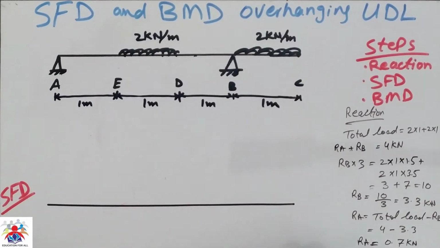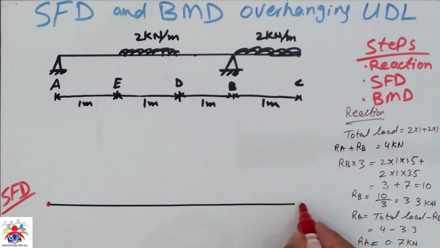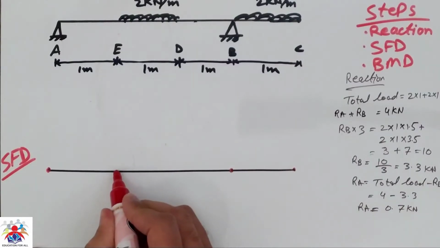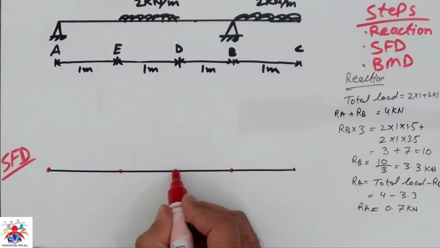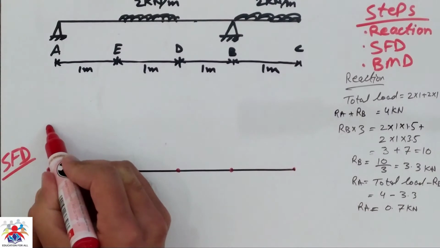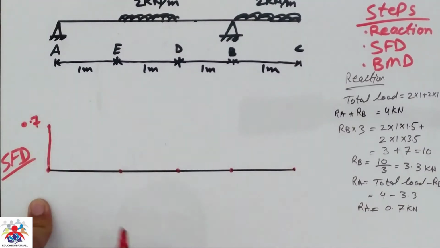Now based on these numbers we can draw our shear force diagram. So we have one point here, this is point C, this is point B, but we also have 2 points in the middle as well. You can give them any name, E and D. Now at point A, we have the reaction RA 0.7, which is going to go upward here somewhere. So this is 0.7.